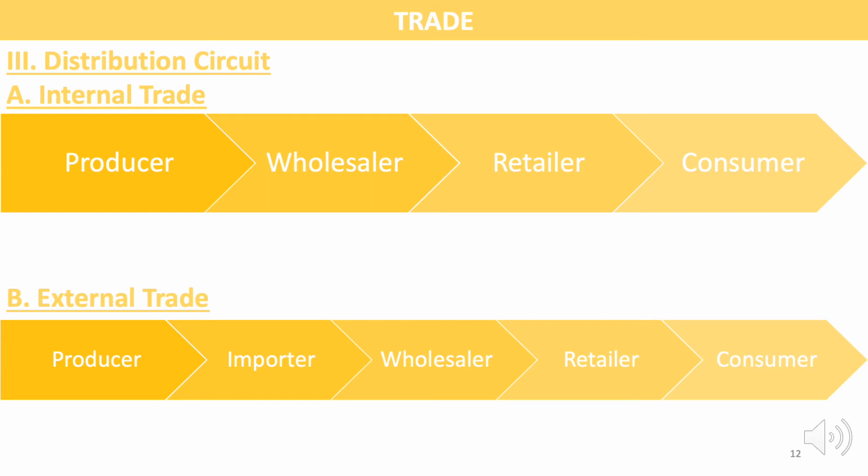When it's an external trade, it's exactly the same. The only difference is that between the producer and the wholesaler, there's an intermediary called an importer. The job of this importer is just to connect the producer, who is located in a foreign country, to a wholesaler located in another country. Sometimes the importer is the wholesaler, but it doesn't have to be so every time.